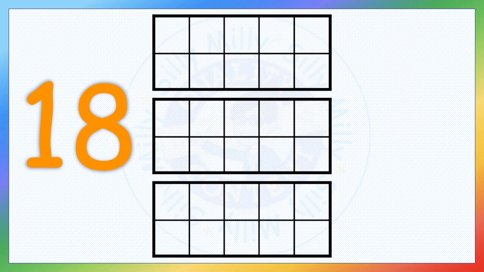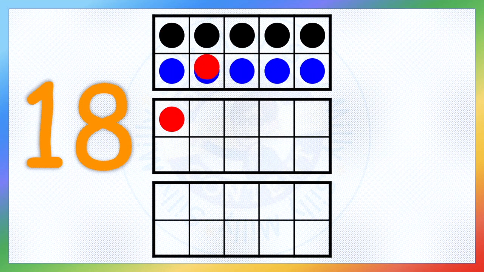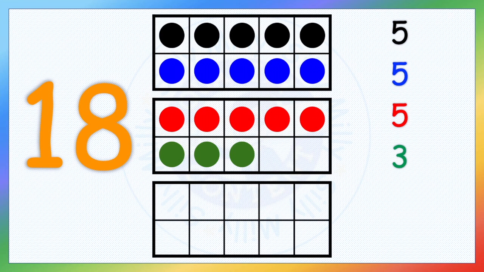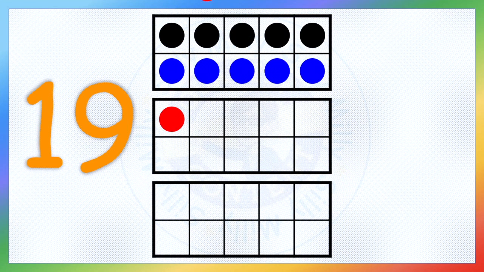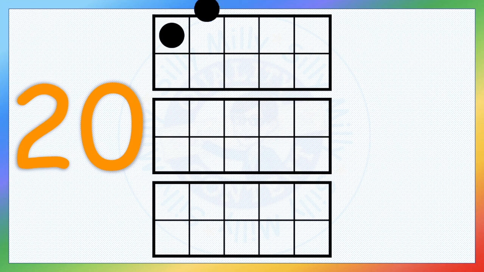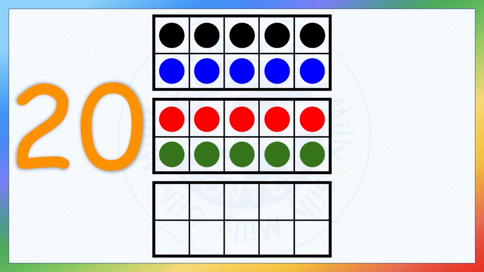1, 8, 18. 1 to 18. 5, 5, 5, and 3. 1, 9, 19. 1 to 19. 5, 5, 5, and 4. 2, 0, 20. 1 to 20. 5, 5, 5, and 5 makes 20.